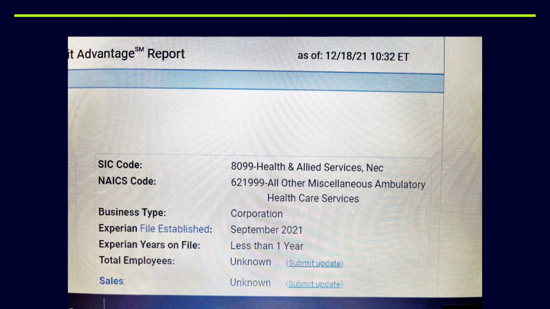So here it is. I just wanted to share with you my classification and my official SIC code and NAICS code that is available on Experian. And these are actually the codes that I furnished and provided to NAV. So I was very happy with that. That means that the information that you provide to NAV will get carried through with Experian.